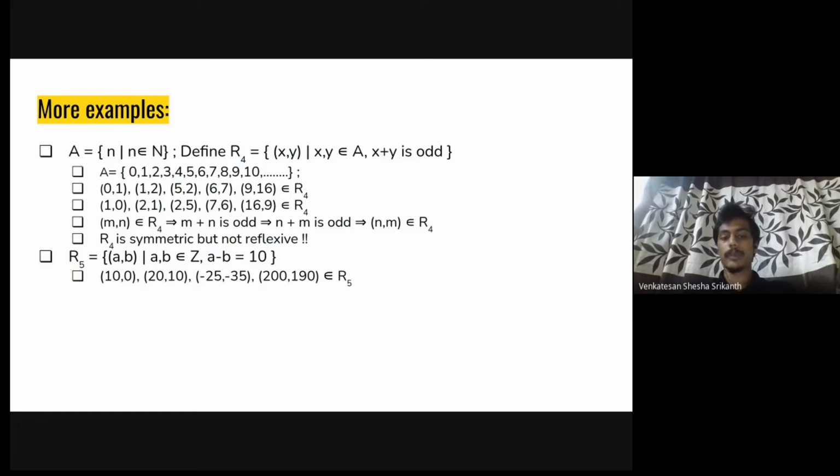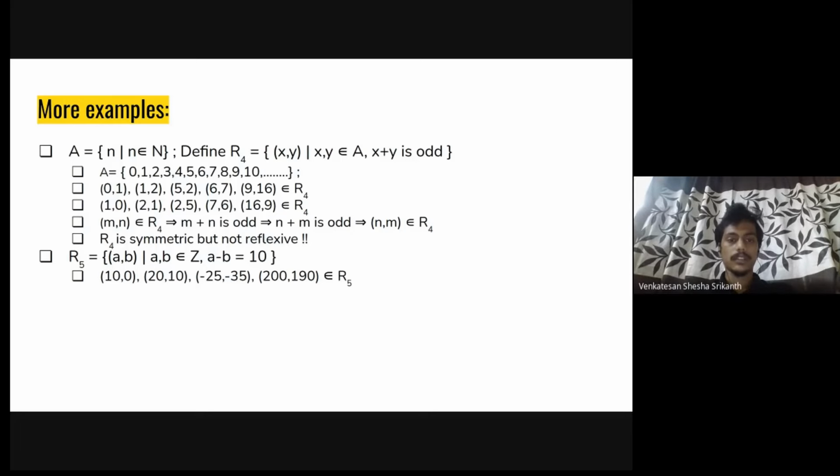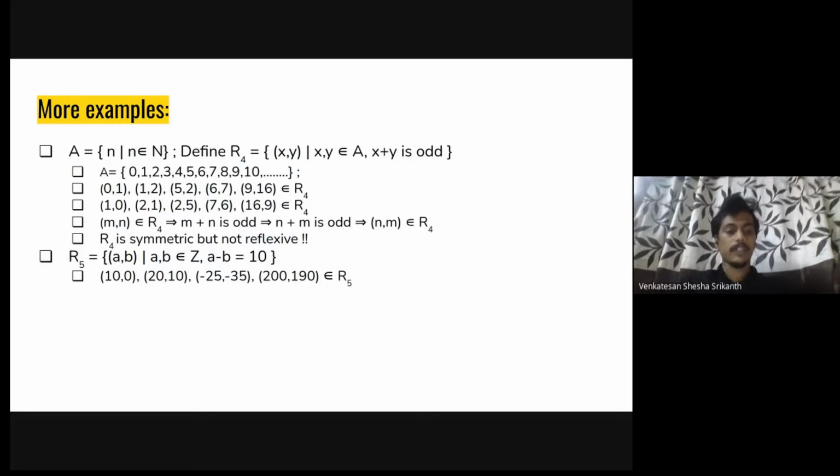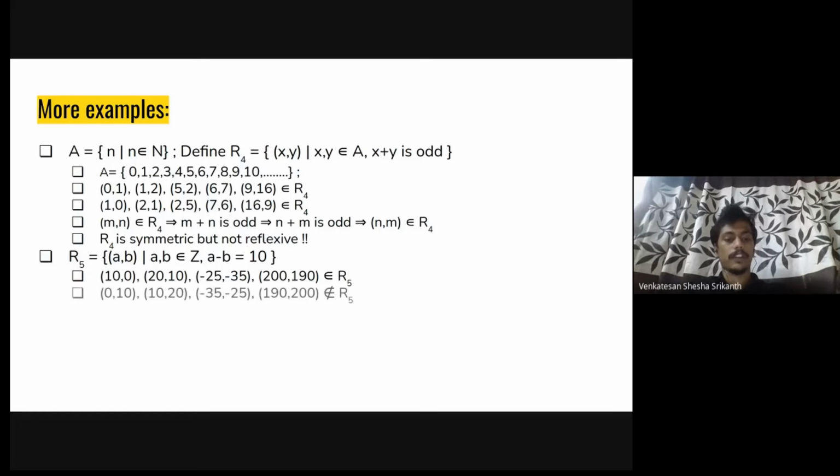(-25, -35) will also be in R5 because minus 25 minus of minus 35, which is 35 minus 25, is 10. So that will also be in R5. As we got some elements in our R5, let's look at the symmetric elements, whether they will be in our R5 or not.